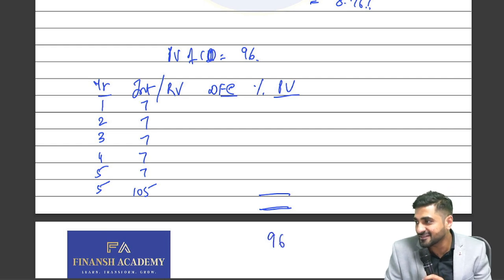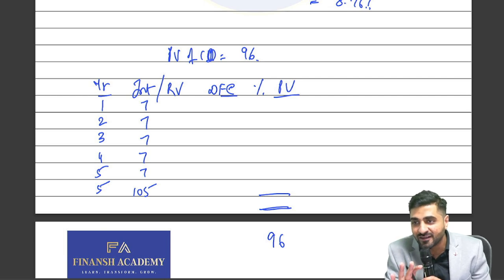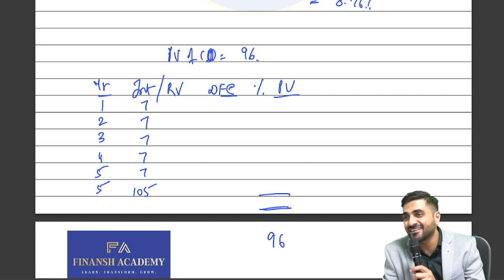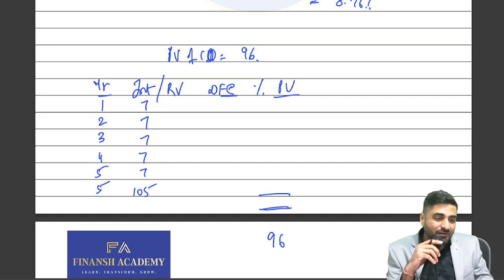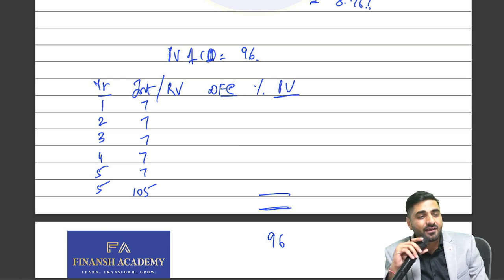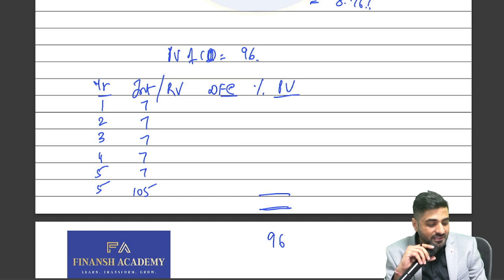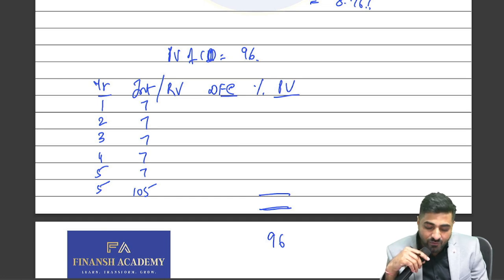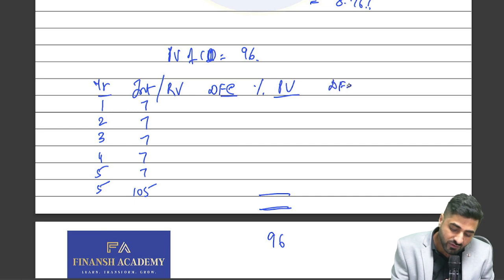Are you understanding this? YTM is nothing but your IRR. You just have to simply take whatever your cash inflows are, like 7, 7, 7, 7 and then 105, and then we have to discount them in such a way that it becomes equal to what, beta? 96. So here also I am going to discount. I'll take a range of 5 and 10%.